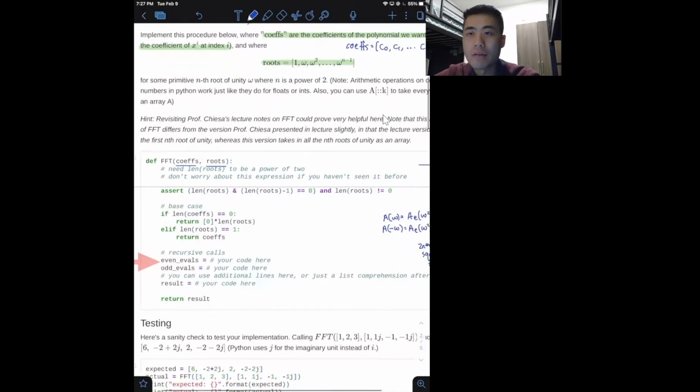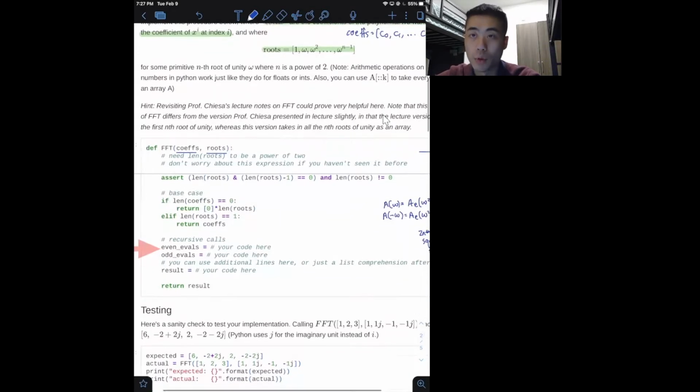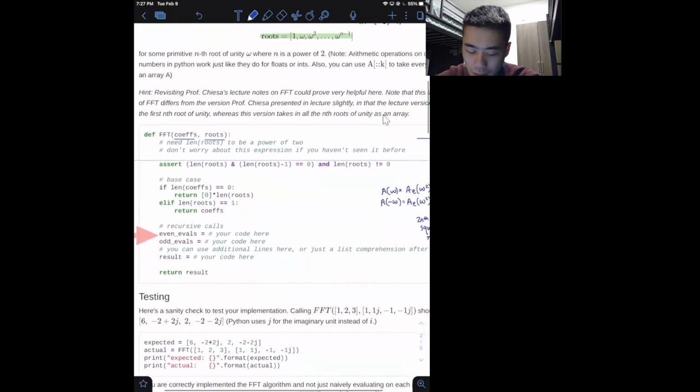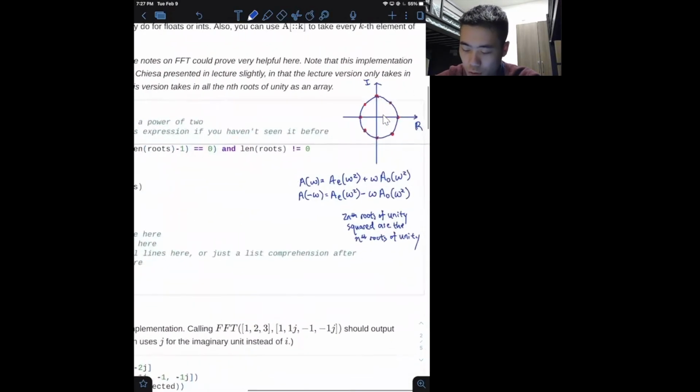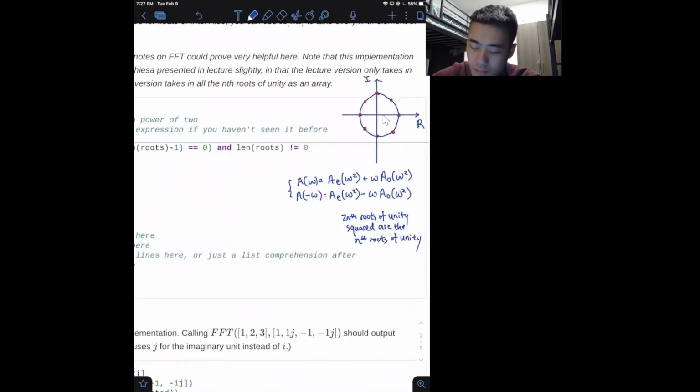So now recall that FFT is a divide and conquer procedure. So we need to make recursive calls to FFT within the FFT function itself, right? So recall from lecture that these are the recurrences that are used in FFT, in order to evaluate our polynomial A at all the nth roots of unity, right?